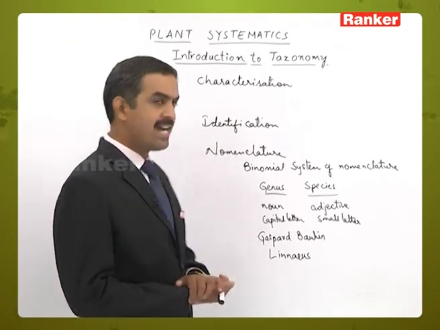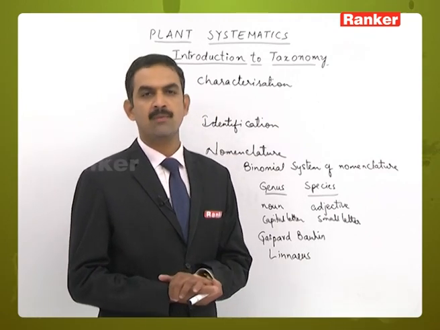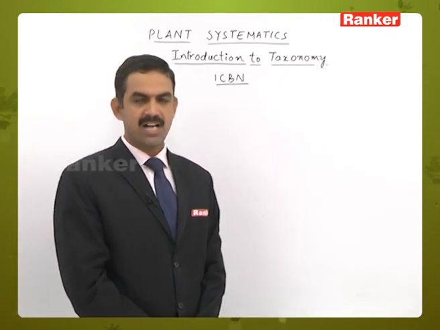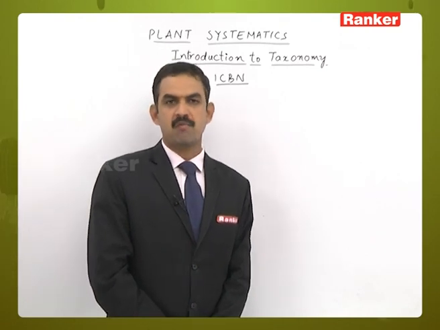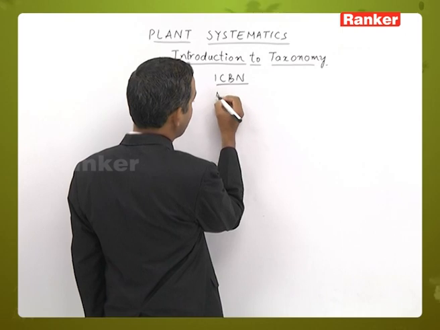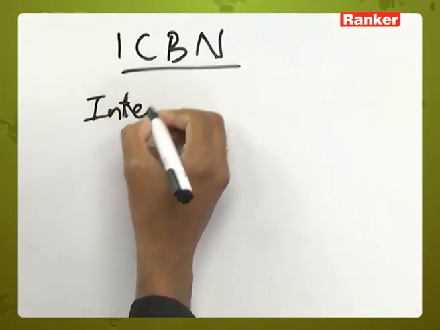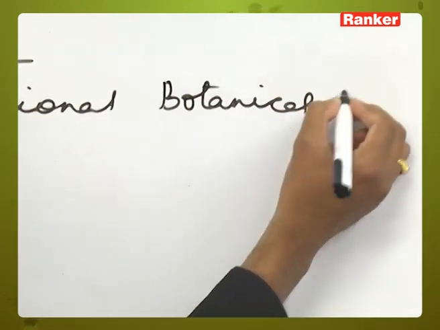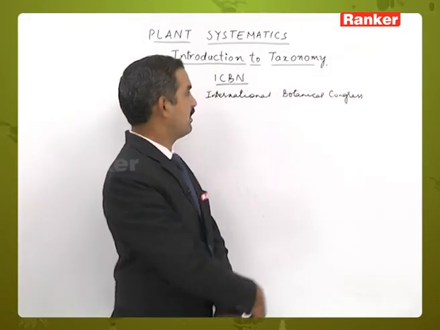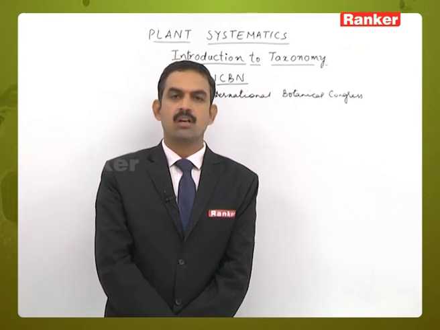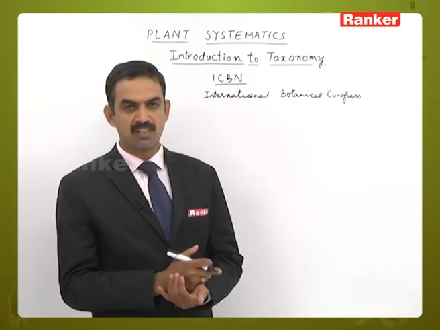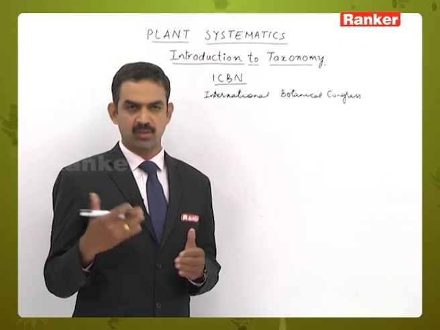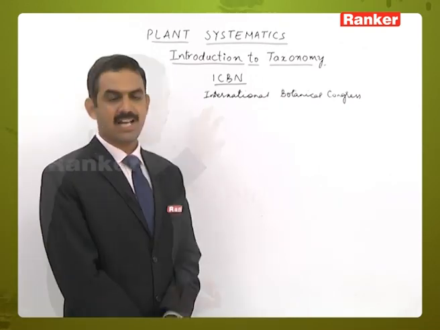Those rules are called ICBN rules, or International Code for Botanical Nomenclature. Internationally famous botanical scientists assemble every 5 to 10 years, and that is called the International Botanical Congress. In these international botanical congresses, they propose some rules. Sometimes new rules come into existence, or older rules are replaced by new ones based on the changes required according to new aspects. So here the ICBN rules are present.